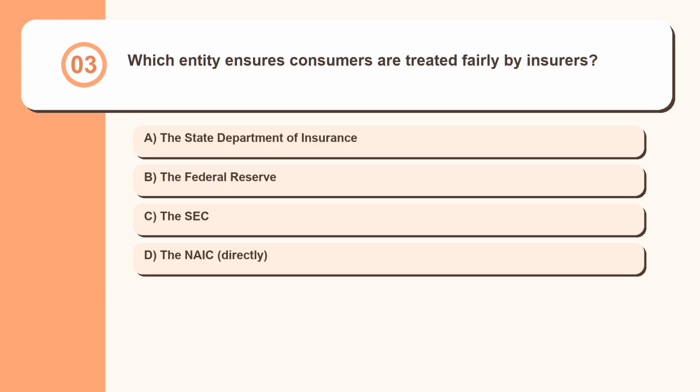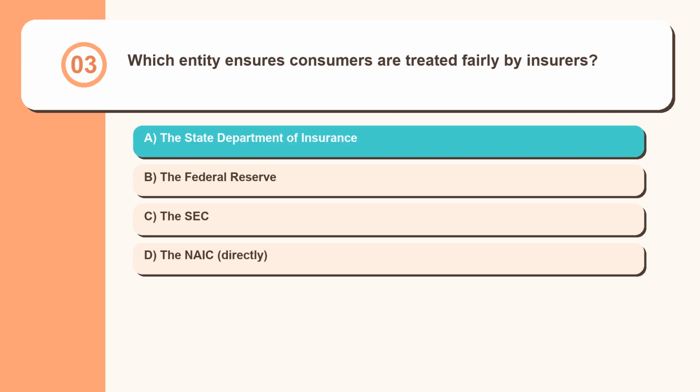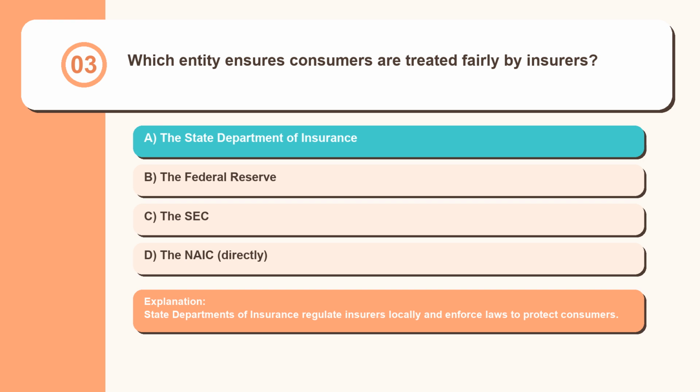Question 3. Which entity ensures consumers are treated fairly by insurers? The State Department of Insurance, the Federal Reserve, the SEC, the NAIC, directly. State departments of insurance regulate insurers locally and enforce laws to protect consumers.